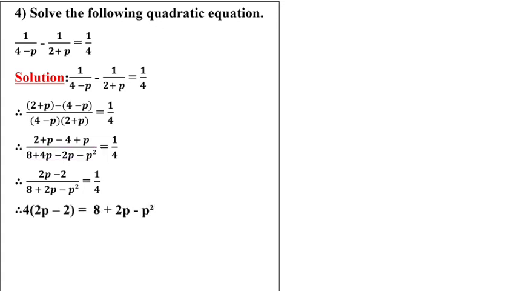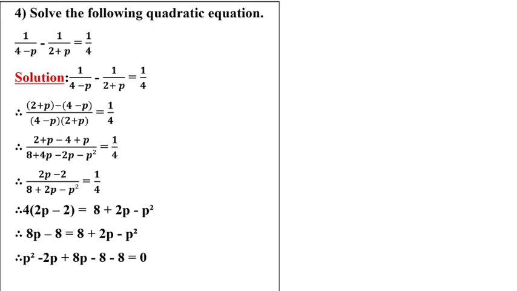Now cross multiplication. 4 will multiply by 2p minus 2, equal to 1 will multiply 8 plus 2p minus p square. So 4 twos are 8p minus 4 twos are 8 equal to 8 plus 2p minus p square. We will arrange in the quadratic equation. So minus p square become plus p square, plus 2p become minus 2p. Already 8p is given in the left side, minus 8 is also given. The right side 8 is given in positive, become negative.